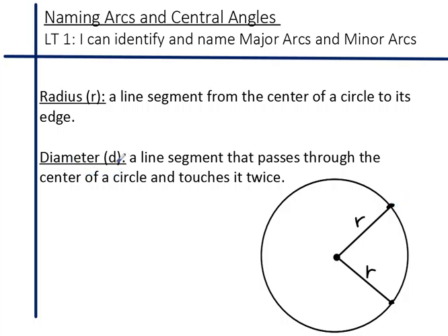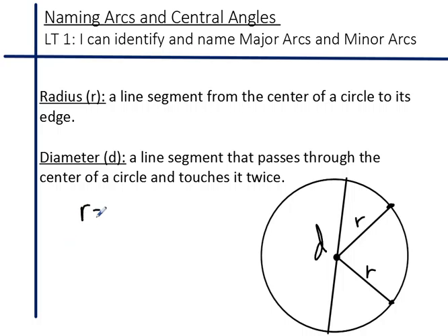Now the diameter, which is always represented by a lowercase d, a small d, is a line segment that passes through the center of a circle and touches it twice. So this is what a diameter would look like. It's also important to know that you can make a radius and a diameter by using each other to create the one that you want.